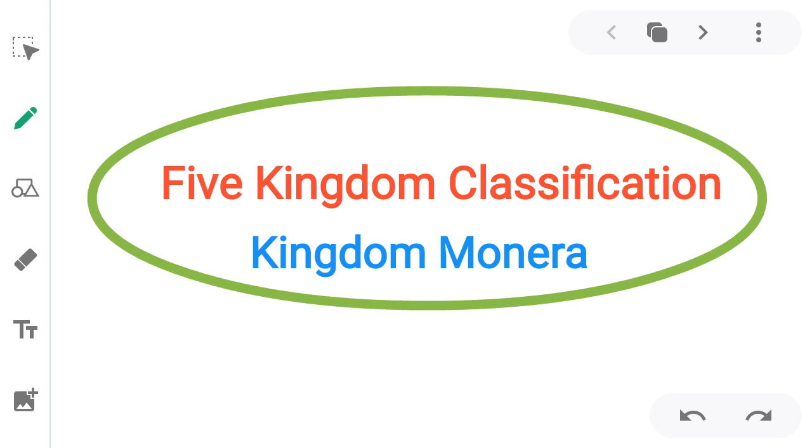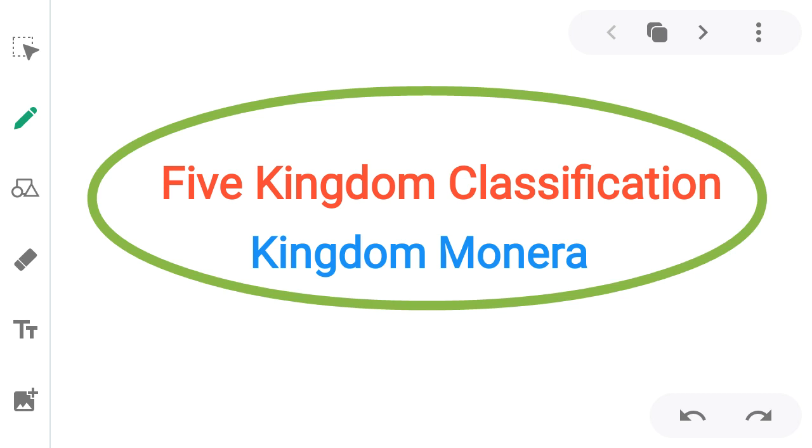As the name suggests, and in the previous video we talked about the 4 kingdom system of classification that was given by Copeland in 1956. I'm talking about the 4 kingdom system because I want to make you aware of it. He used Monera, Protista, Plantae, and Animalia. These were the 4.